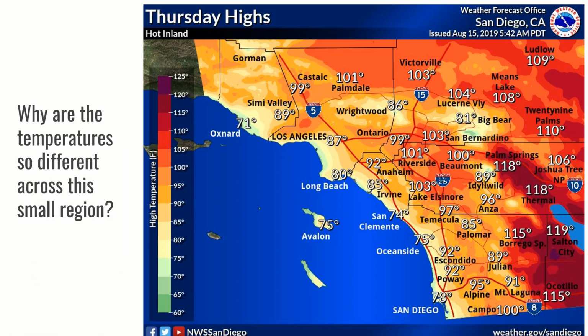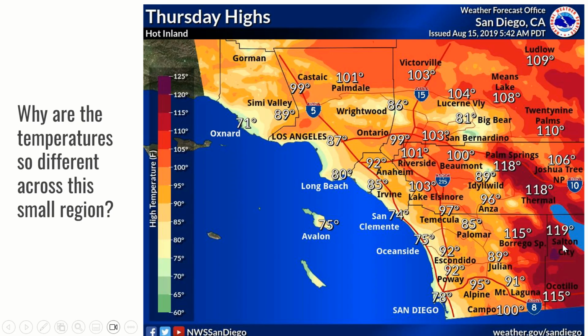For a second, let's look at this picture. This is from somewhere in California. And you can see some extreme changes across this region. And these are the highs for one particular day in August 2019. And you can see everything from a high of 71 degrees along the coast to highs of 119 degrees in this area around Joshua Tree National Park and places like that.